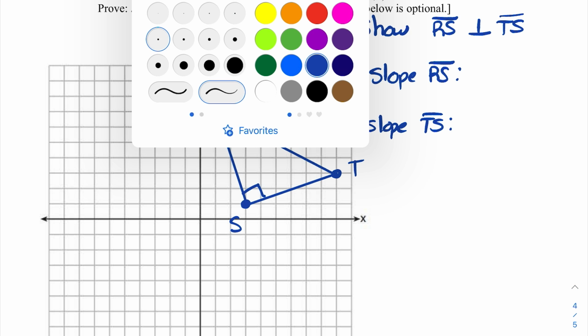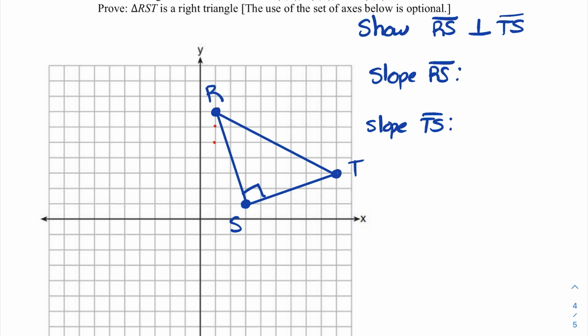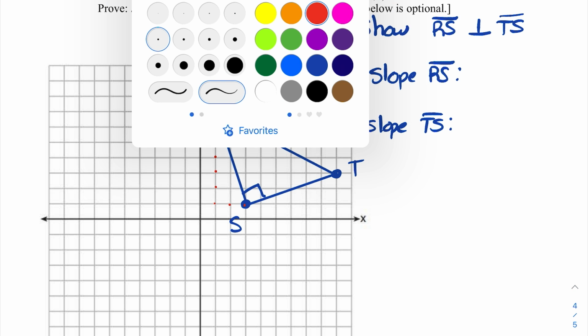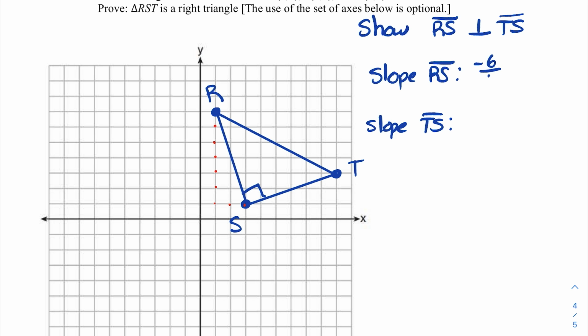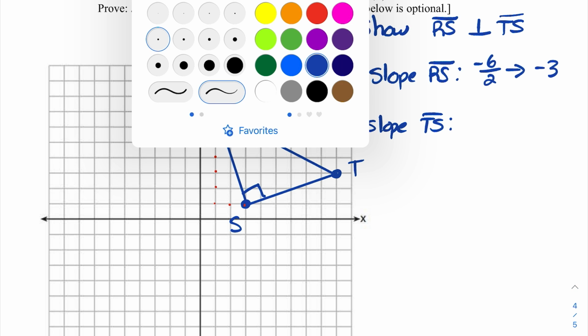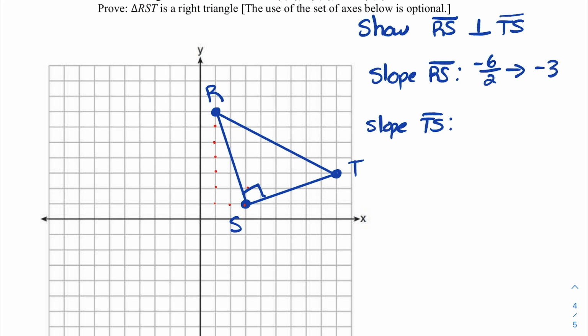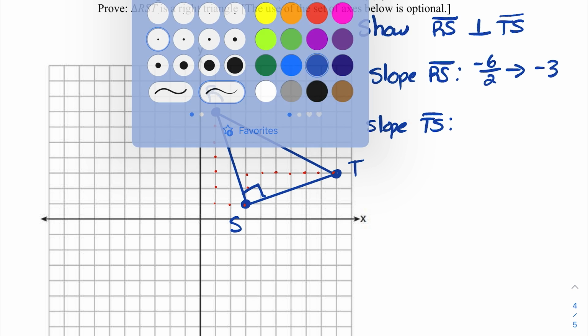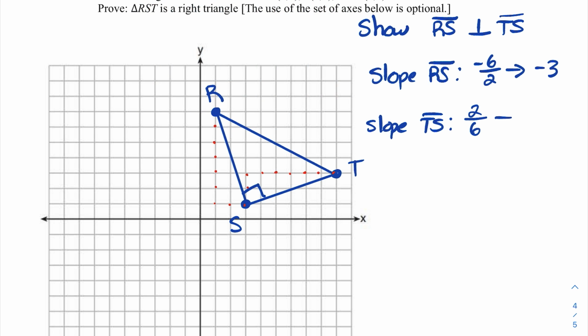Okay, RS. Down 1, 2, 3, 4, 5, 6, right 2. Down 6, right 2. That's going to reduce to negative 3. S to T, up 1, 2, right 1, 2, 3, 4, 5, 6. Up 2, right 6 for 1/3. Okay, we showed that 1/3 and negative 3, we figured out their slopes, and we could see that they're negative reciprocals.